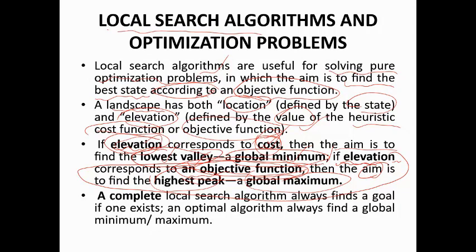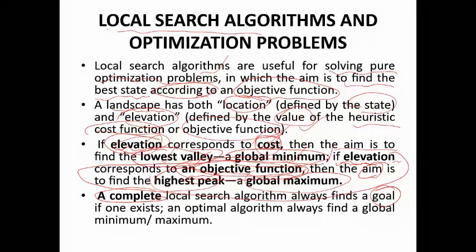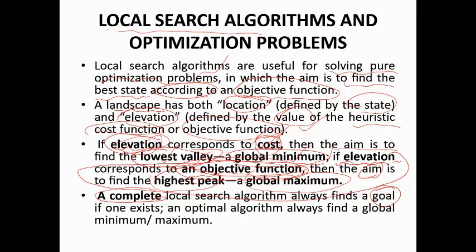The complete local search algorithm always finds a goal. So the main aim is to find the goal, if it exists. An optimal algorithm always finds a global maximum or minimum, the same thing.